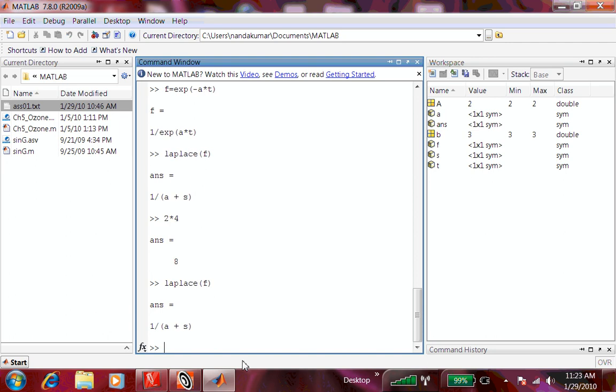Now, to get the inverse, the command is ilaplace. So what am I doing here? I'm finding the inverse of 1 over s plus a. That should give me the original function. It is the same, right? It's just right because it equals the same.